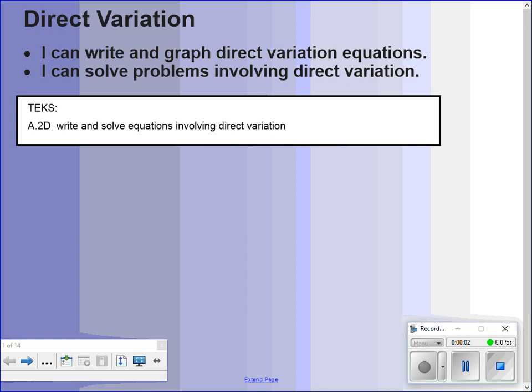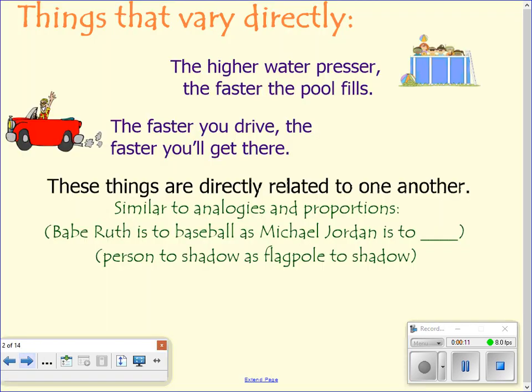Okay, in this lesson we're going to be talking about direct variation. By the end of this lesson you should be able to write and graph direct variation equations and solve real-world problems with them. Things that vary directly, these are proportional relationships.